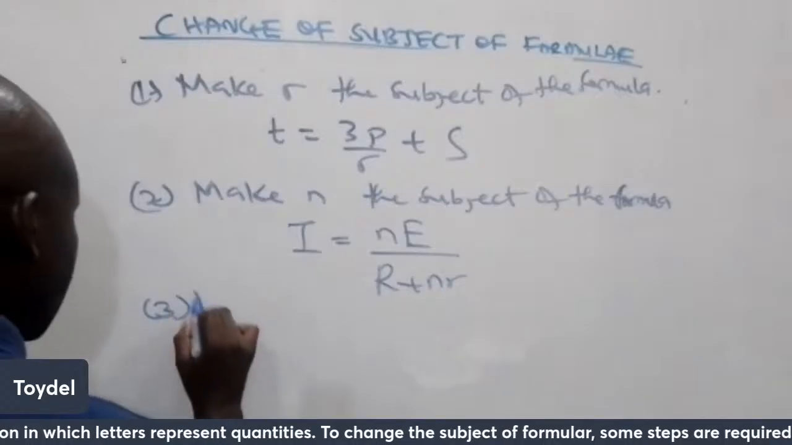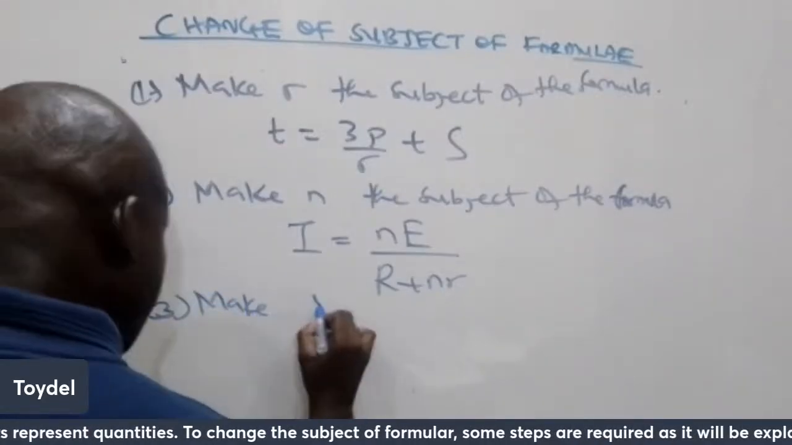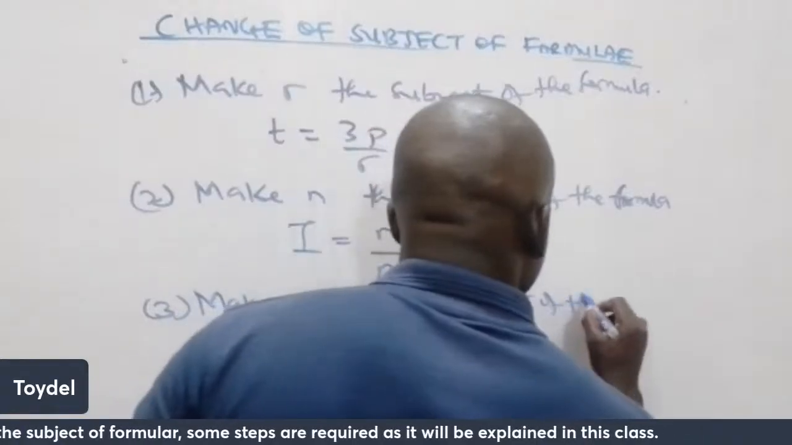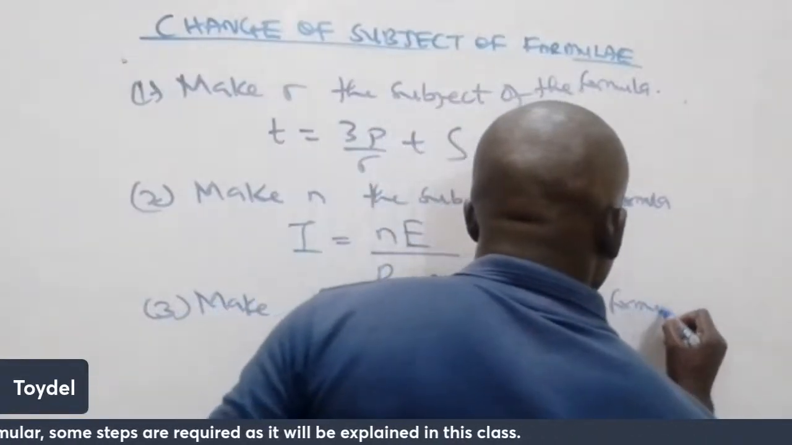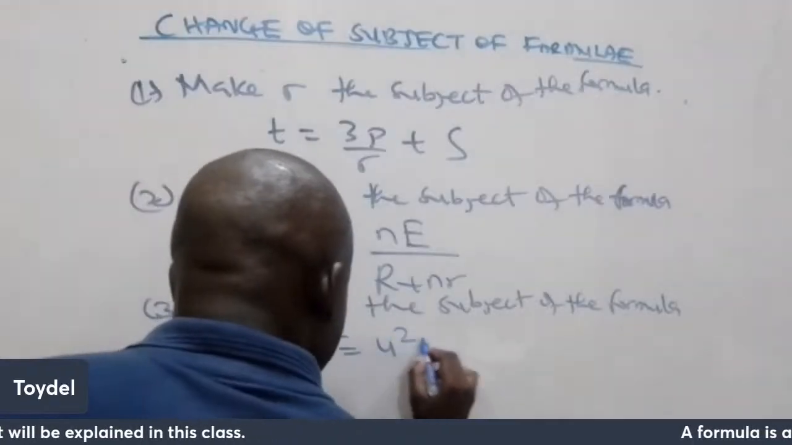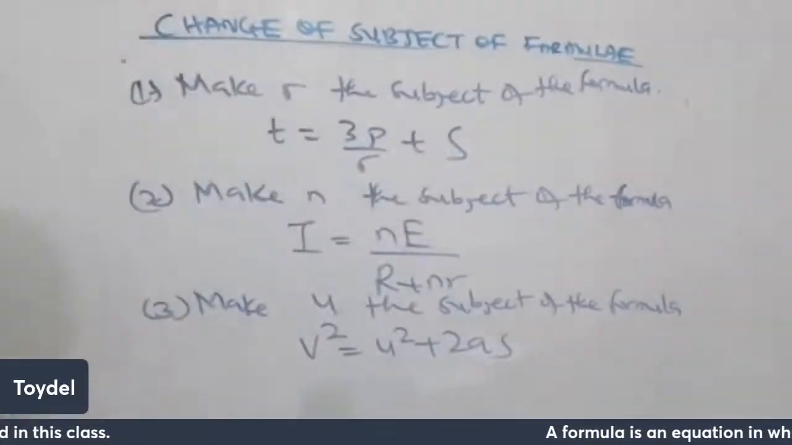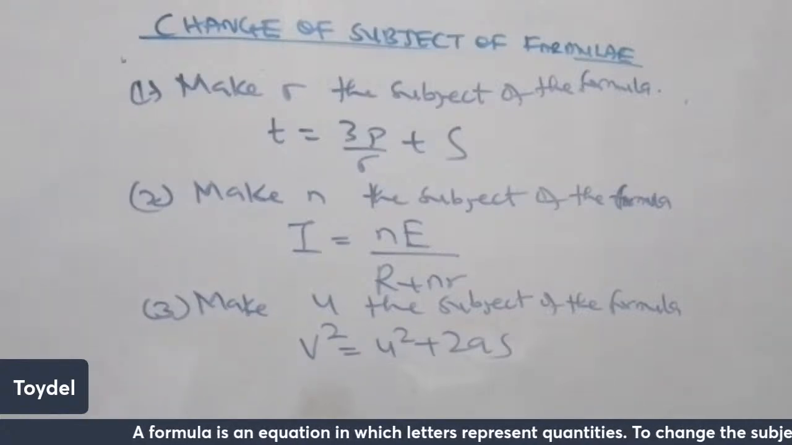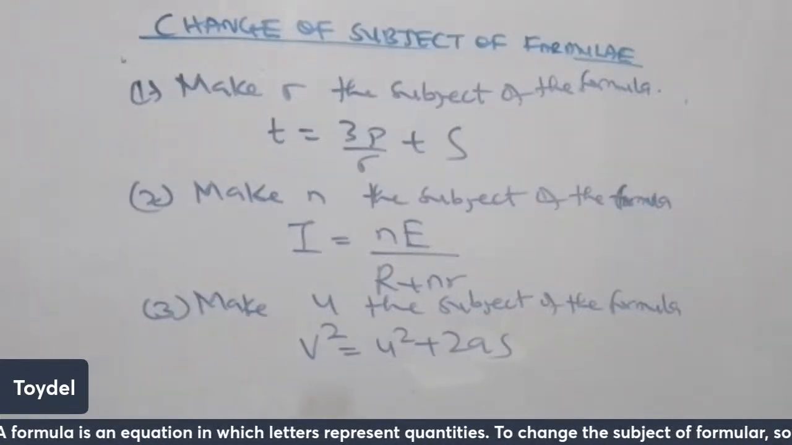Then the third one, we have to make U the subject of the formula. Here we have V squared is equal to U squared plus 2AS. So just try the 3 exercises that we have on the board. So thank you for listening, and God bless you all.